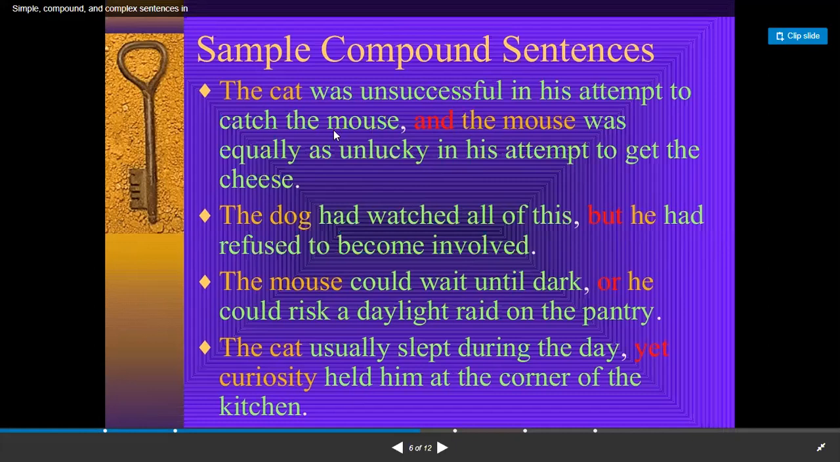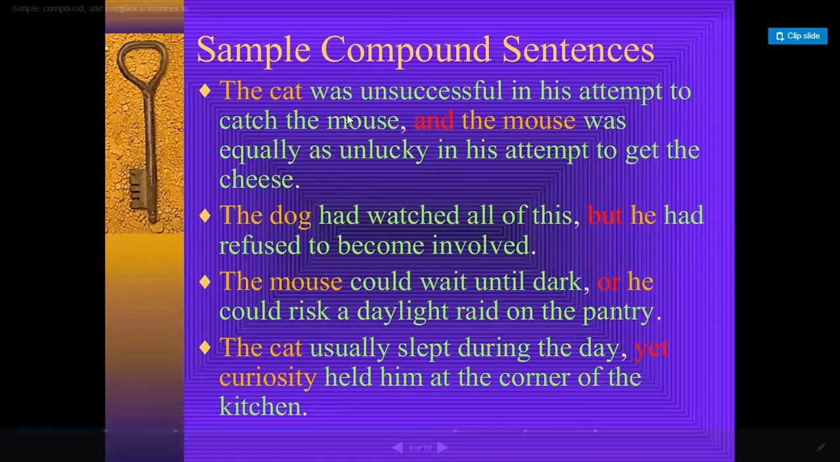The first independent clause, the cat was unsuccessful. So here the cat is the subject and was is the verb. The second independent clause, the mouse was equally as unlucky in his attempt. So the mouse is the subject and was also is the verb. So here we have two independent clauses. So it's a compound sentence.